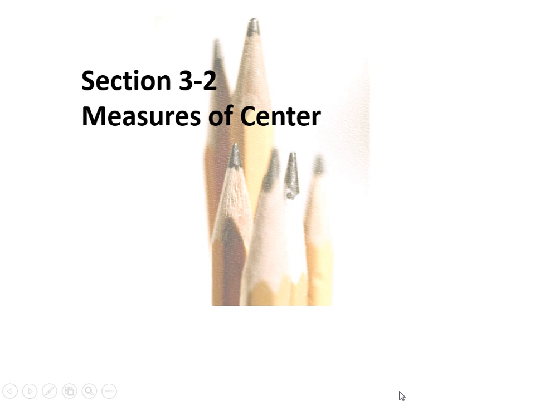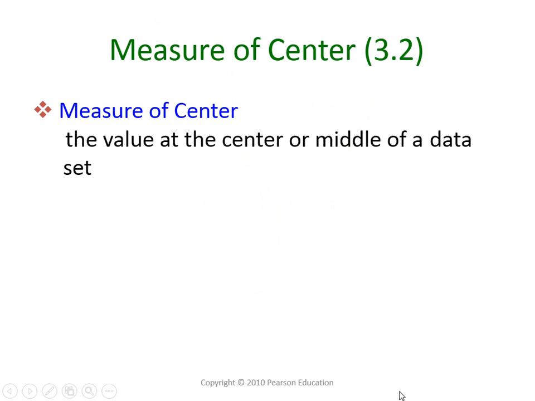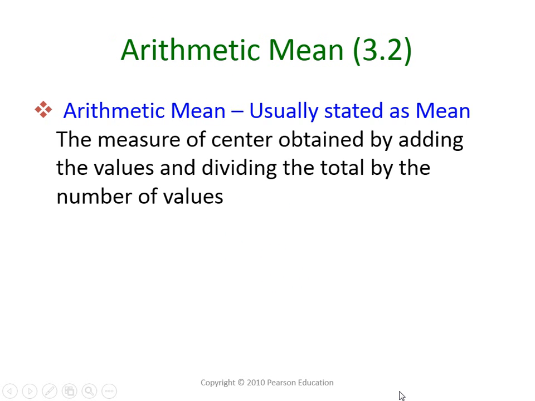All right, looking for our measures of center then. Measures of center are the value at the center or middle of a data set. There's more than one way to find and describe that center. The one you hear most often in general terminology is called average. In statistics and mathematics, we call it the mean, or the arithmetic mean. That is the measure of center obtained by adding the values and dividing the total by the number of values.